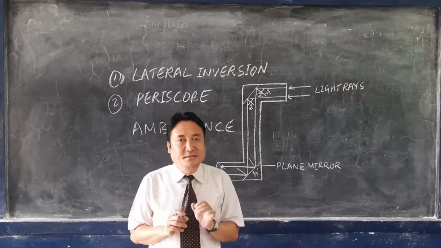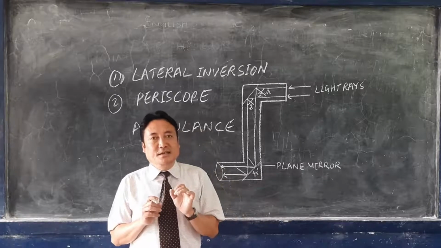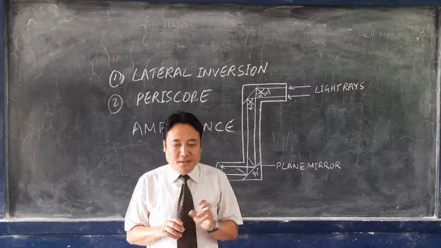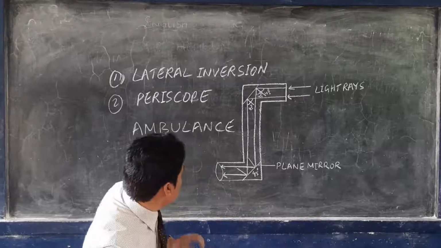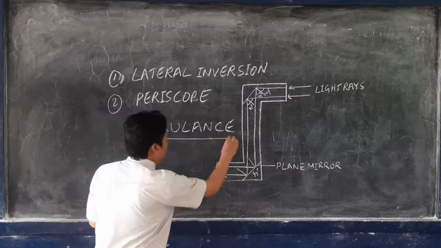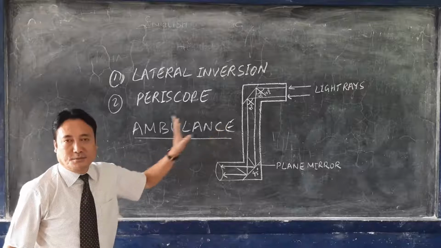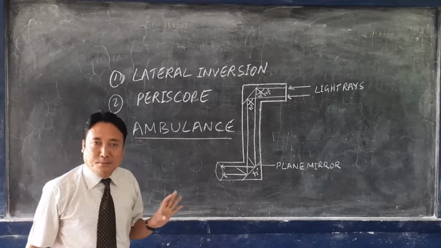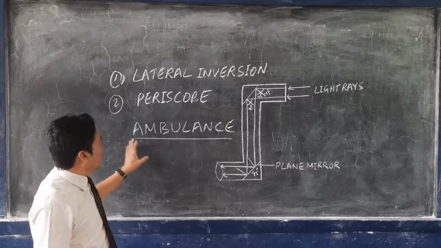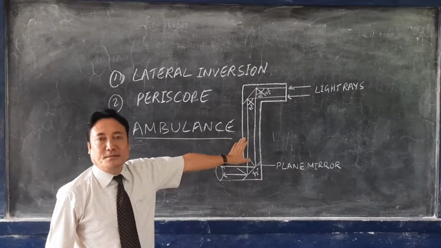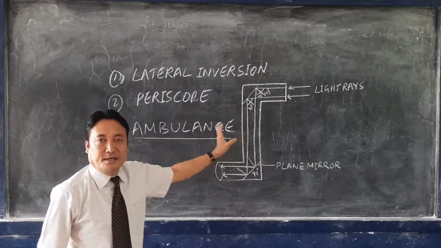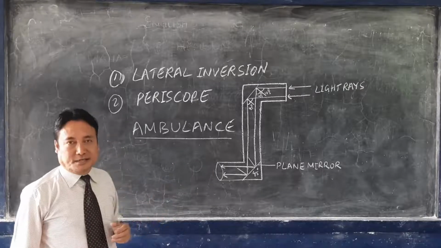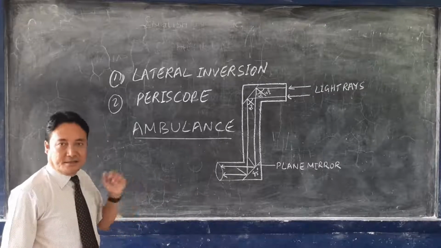You can see this lateral inversion in a vehicle also, especially in an ambulance. In an ambulance, the word ambulance is written, and these are the correct letters which we write. But you have noticed that on the vehicle, instead of writing ambulance in the correct way, it is written laterally inverted.